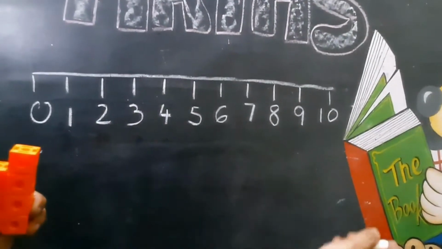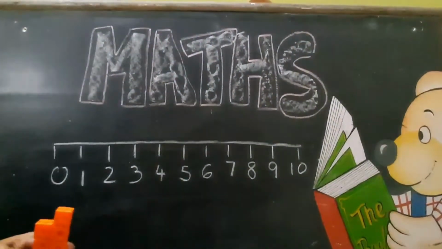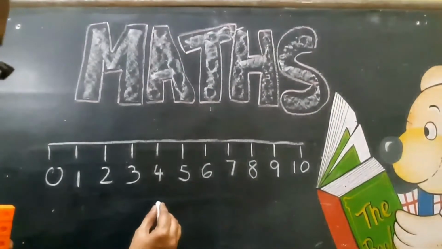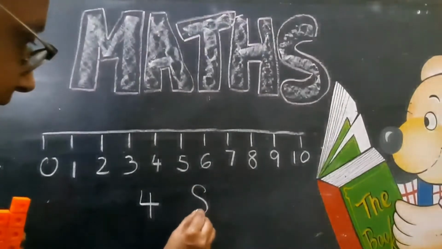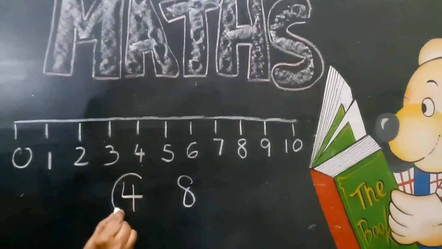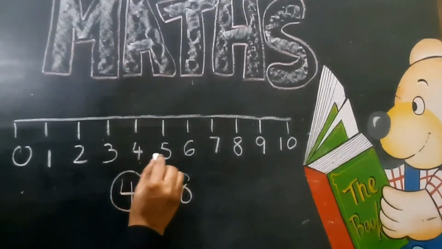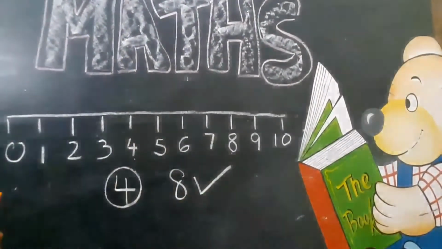So when we do the exercise of smaller number and greater number with single digit numbers, suppose 4 and 8. See, 4 comes first, so this is a smaller number. And 8 comes after 4, so this is a greater number.